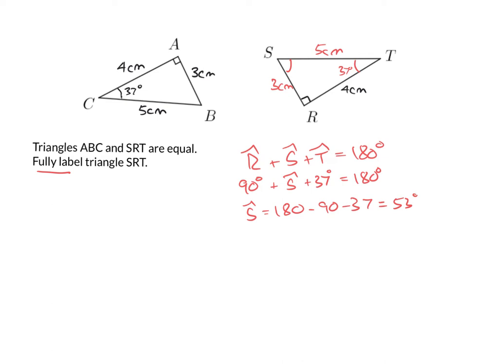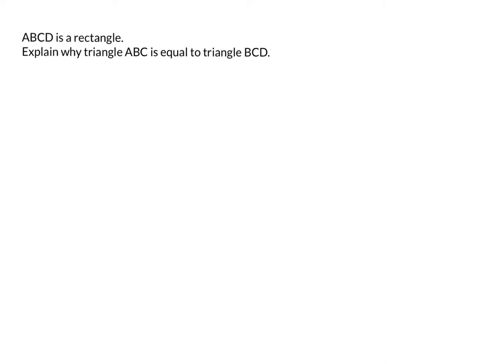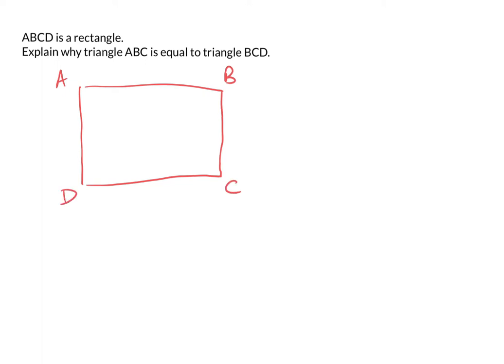So, moving on. Second example, we've got a statement here that says that ABCD is a rectangle. Explain why triangle ABC is equal to triangle BCD. There's no picture here, so we'll have to draw a sketch. Let's just do a little sketch here of a rectangle. We're going to label it A, B, C, D. Be careful to make sure you label it going all in one direction.